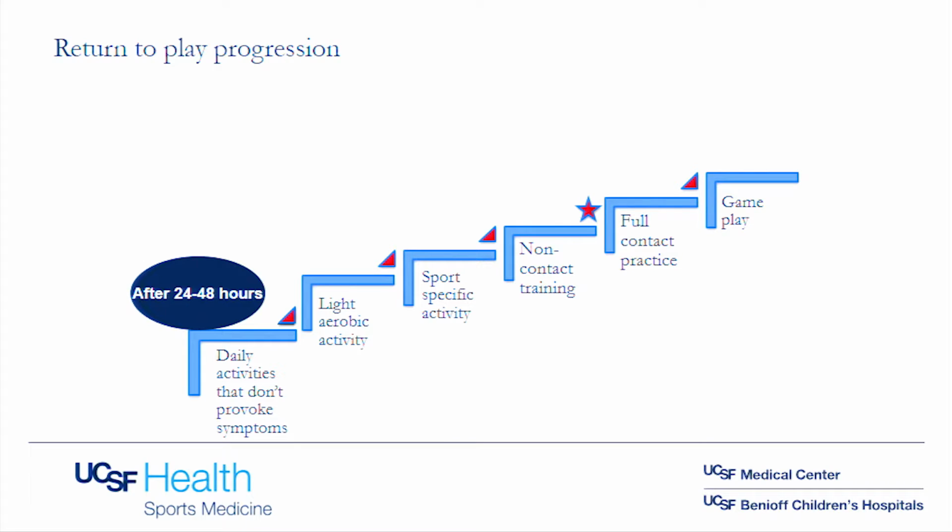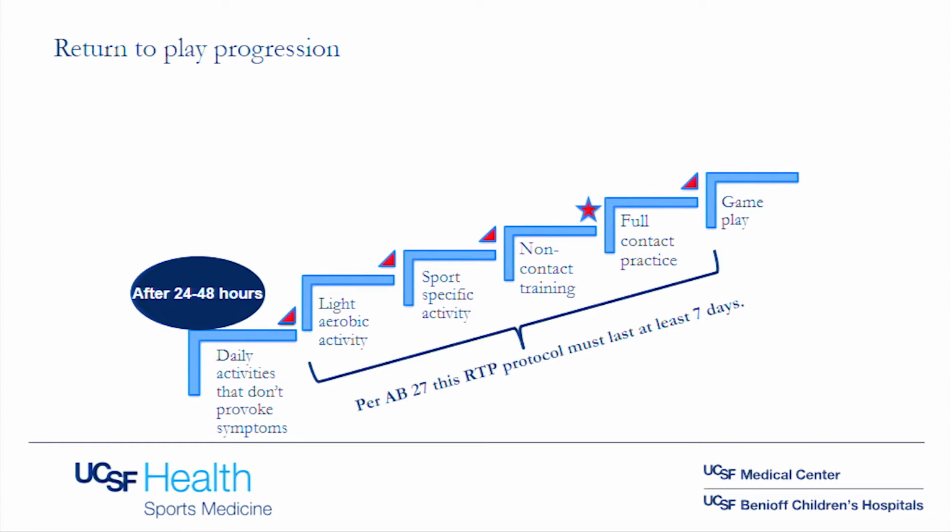A typical return to play progression would look something like this: once the student athlete has no symptoms, they're doing daily activities that don't provoke symptoms. They could then do light aerobic activity, something sports specific, and then non-contact training. I usually like to see student athletes back here, that's why there's a star, to make sure that I want to clear them for full contact followed by a game. And this now by law, again, should be 7 days, at least.